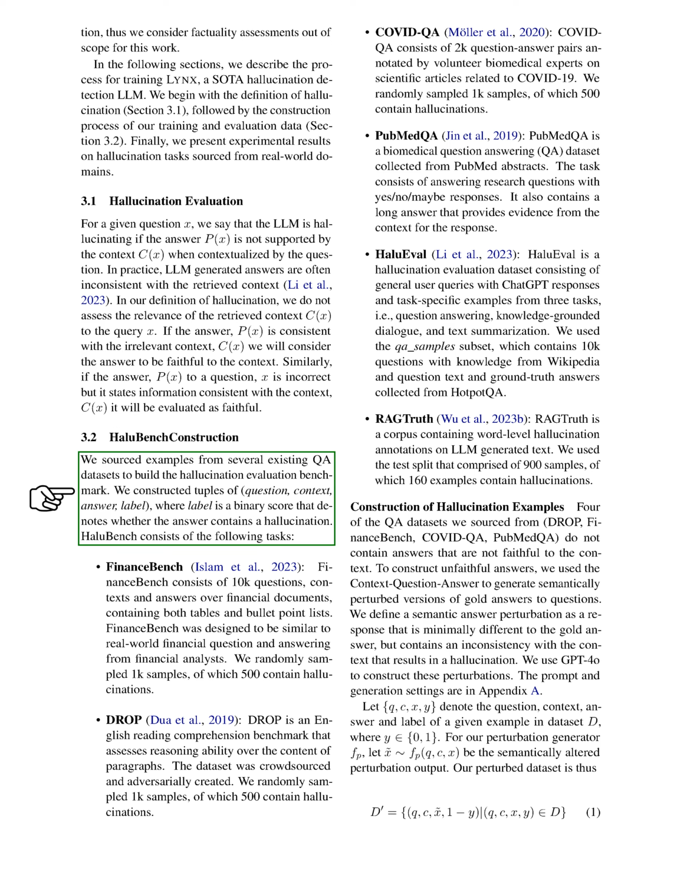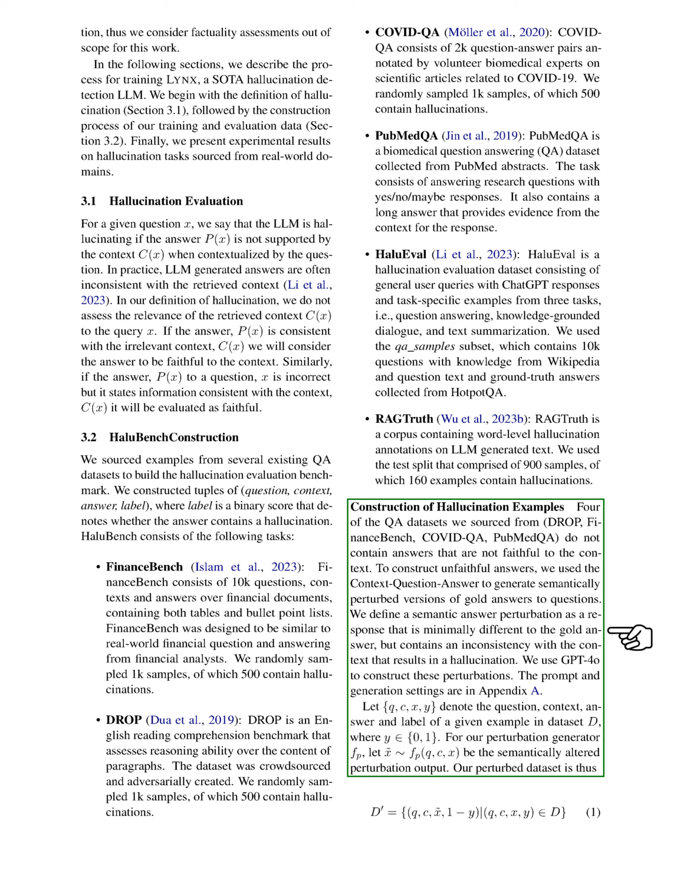We gathered examples from various QA datasets to create the Hallucination Evaluation Benchmark, HaluBench. This benchmark includes tasks like FinanceBench, Drop, COVID QA, PubMed QA, HaluEval, and RAG Truth. To construct examples with unfaithful answers, we used a perturbation method to generate altered versions of correct answers that introduce inconsistencies with the context, resulting in hallucinations. We ensured a balance of positive and negative labels in the final task dataset.